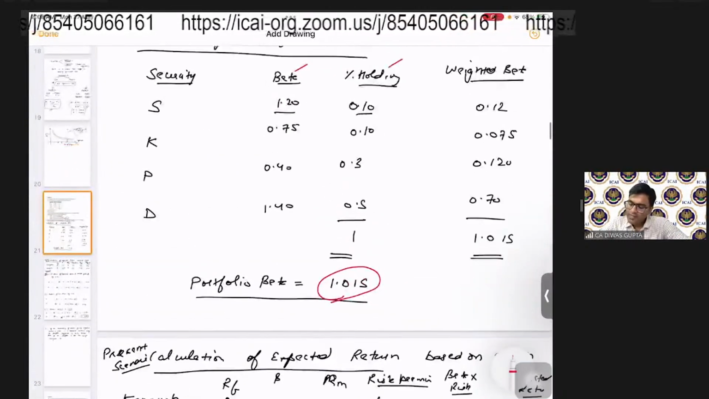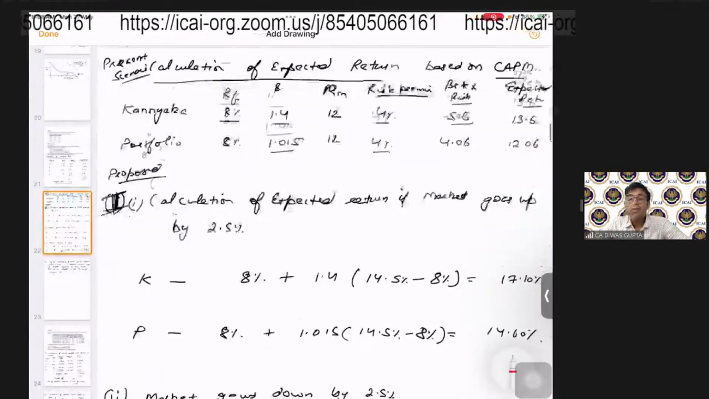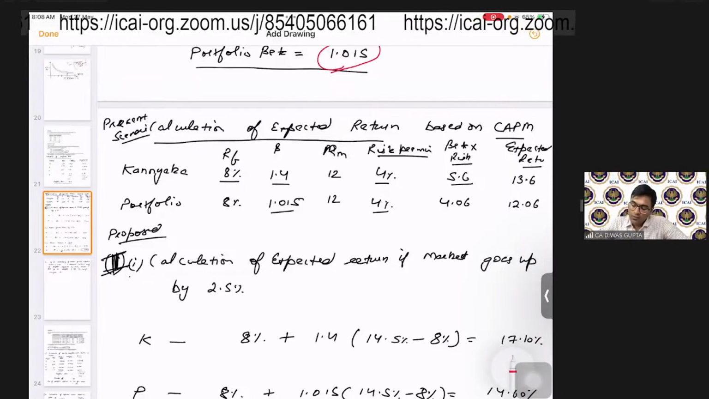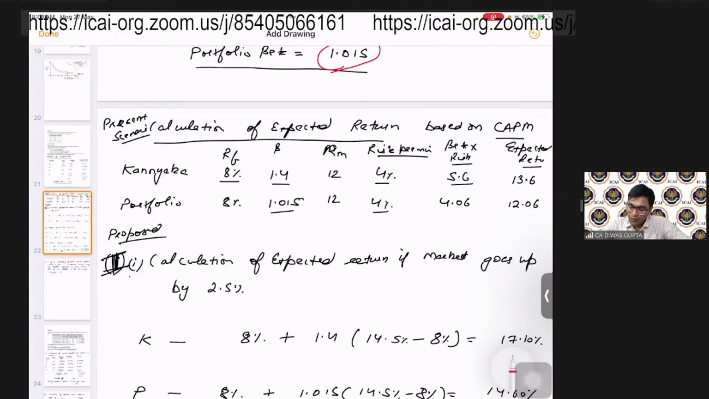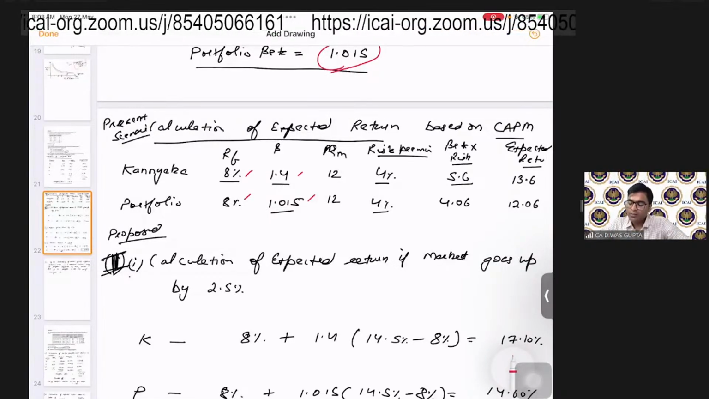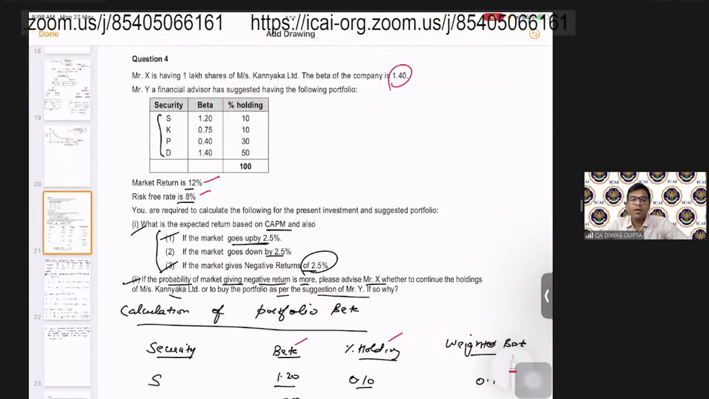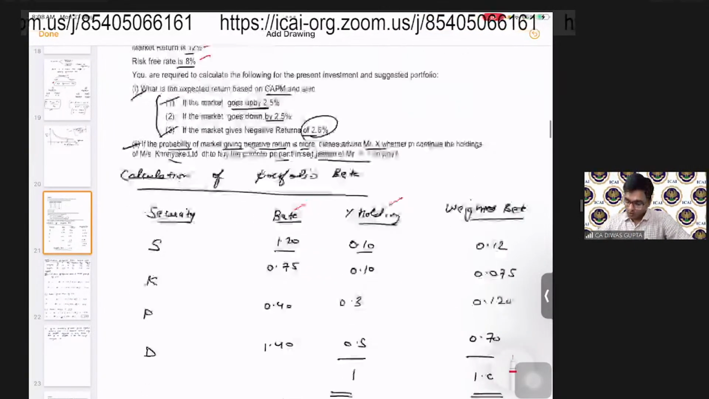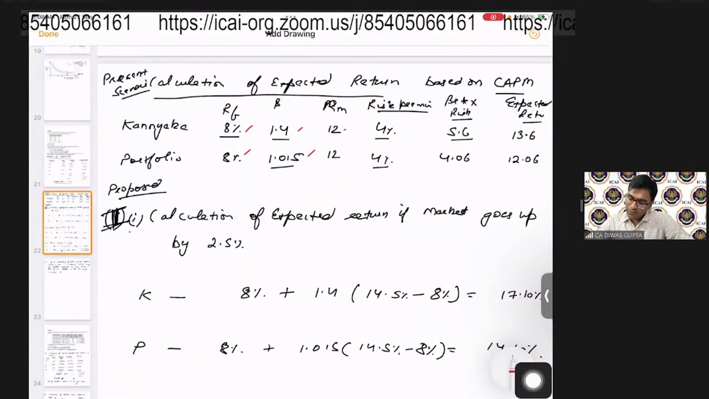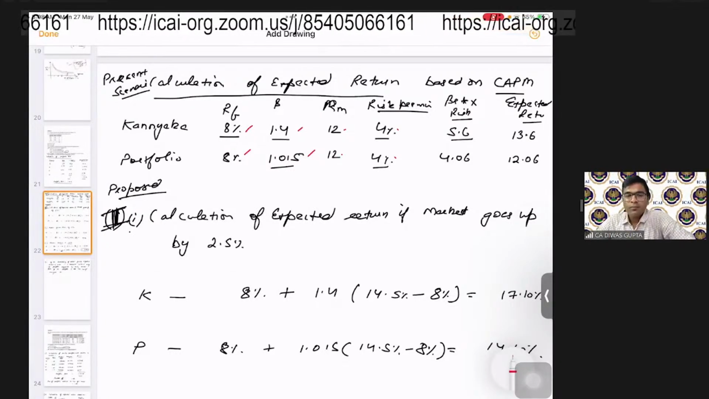Then, since we have the portfolio beta, can we calculate the portfolio return? Yes. So students, we need to calculate both for Kanakya and portfolio. 8% is the risk-free rate of return that is given in the question. Beta is also there, 1.4 and 1.015. If you see, beta of Kanakya Limited is 1.4, and for portfolio we have calculated in this step. Market return is 12 and risk premium is 4 and 4. Correct?